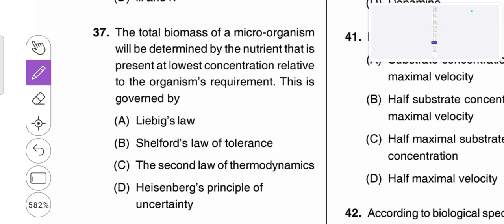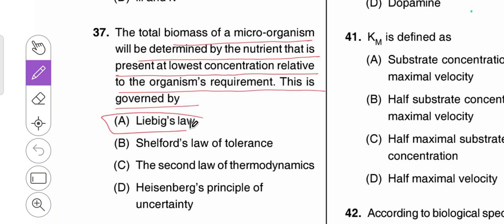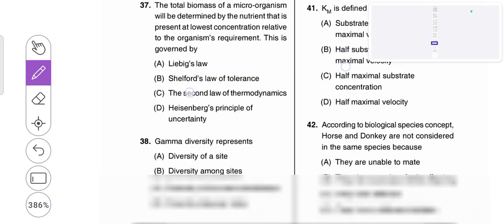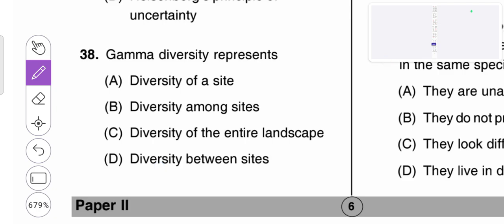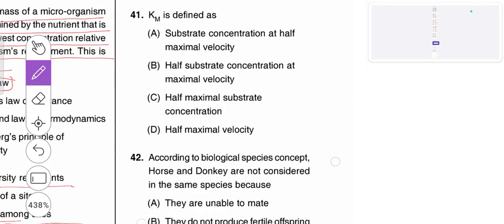Then 37th, total biomass of microorganisms will be determined by the nutrient that is present at lowest concentration relative to the organism's requirement. This is governed by Liebig's law. Then 38th one, the gamma diversity represents the diversity of the entire landscape, which will be called gamma diversity. So C is the right answer.